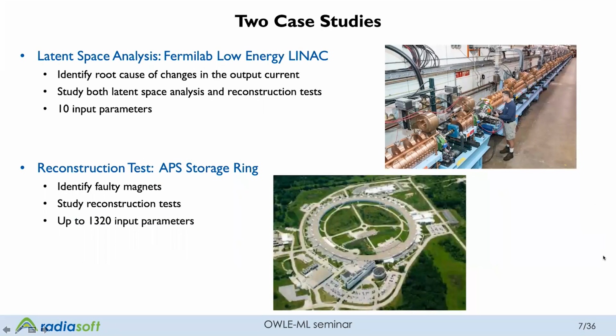So I'm looking at 2 different case studies today. The first case study is an analysis of some RF data on the Fermilab low energy LINAC, and this is a relatively simple case study. There's only 10 input parameters, and we're looking at both reconstruction tests and also latent space analysis. And then the second example is looking at just reconstruction tests, and that's in magnet faults in the APS storage ring. So this has many more parameters. It's a much more complicated problem, and I'll show some results from both of these studies.